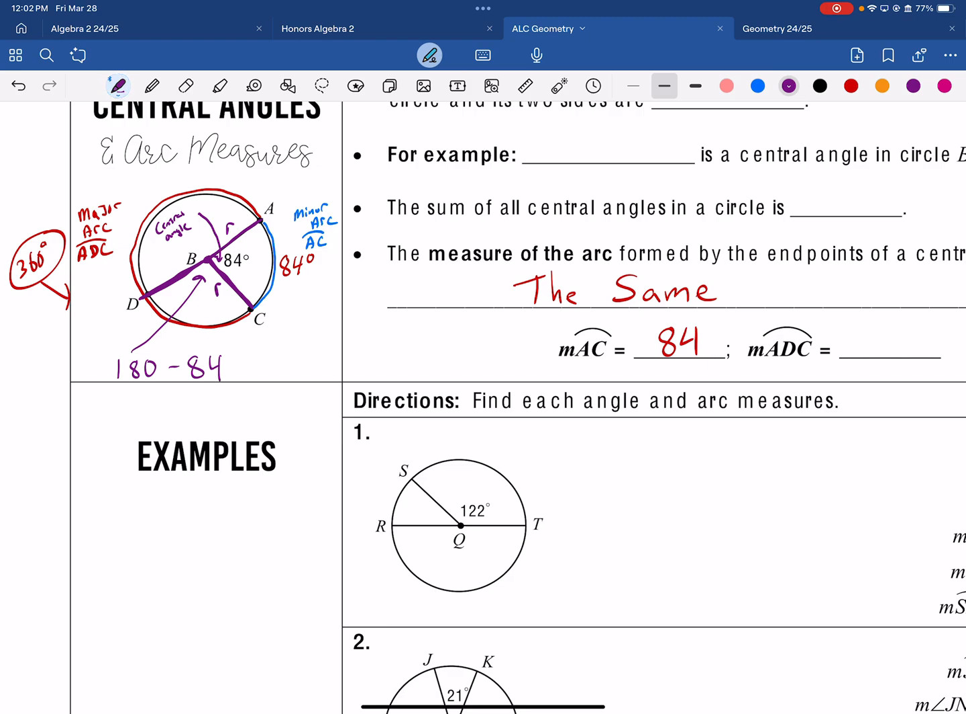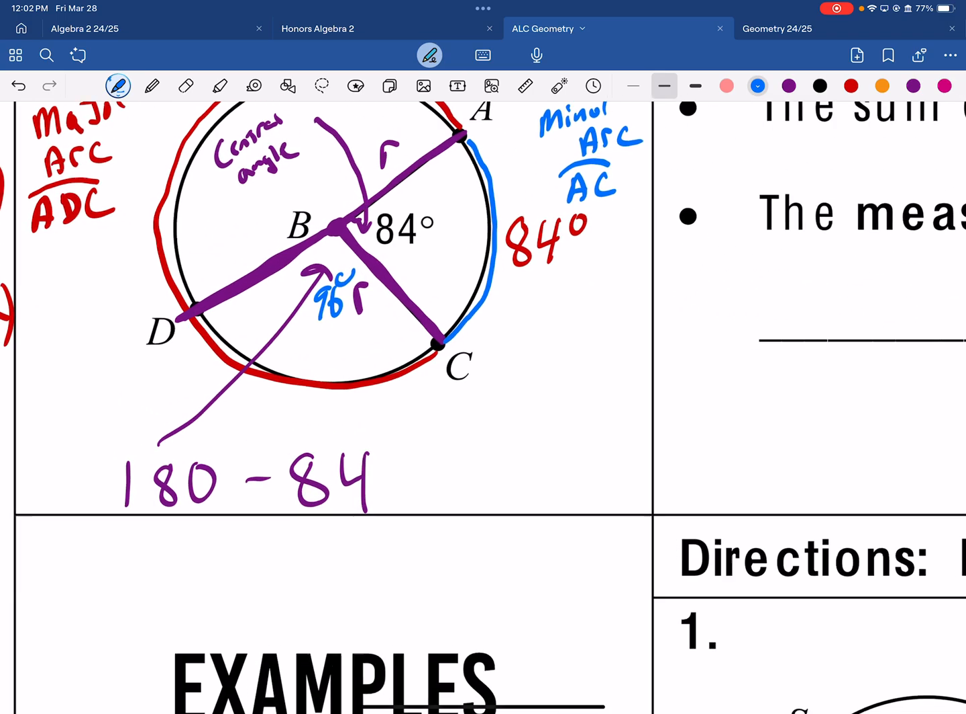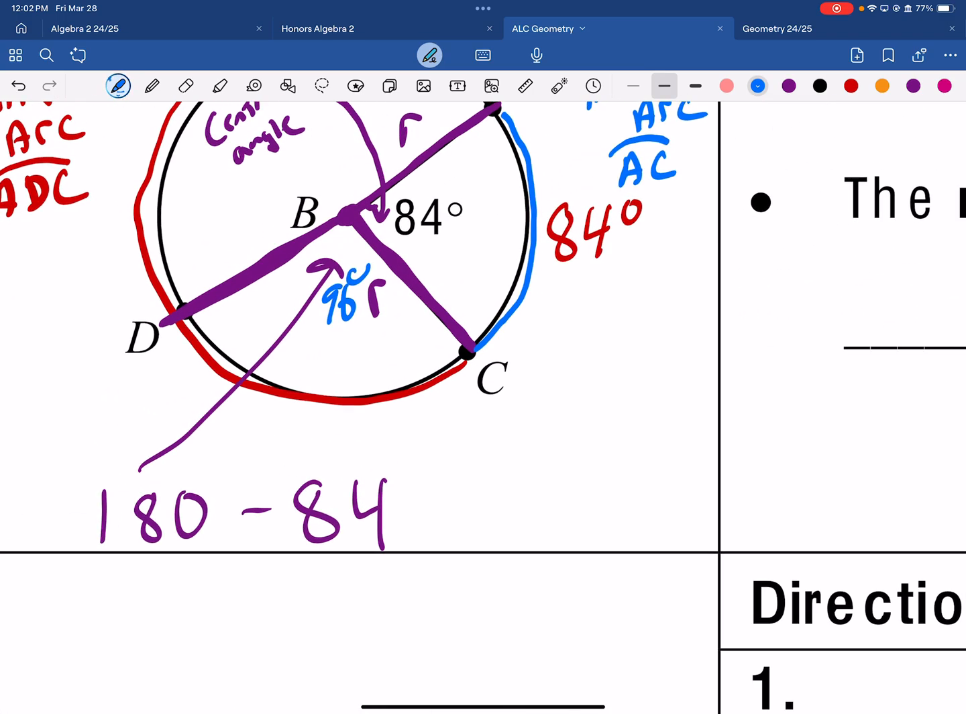180 minus 84 is 96 degrees. So if the measure of that central angle is 96 degrees, what's the measure of arc DC? 96 degrees. The measure of arc DC is also going to be 96 degrees because it has to be exactly the same as the measure of the central angle that it creates.